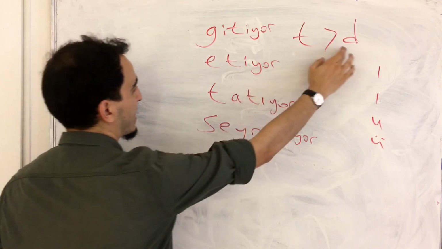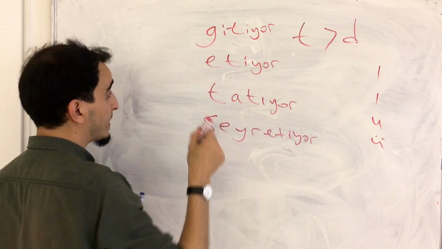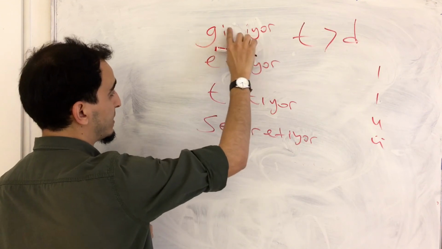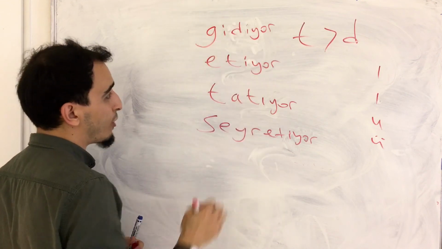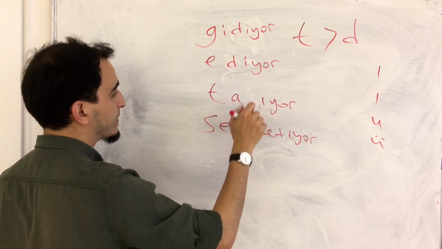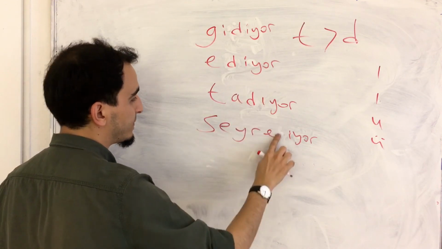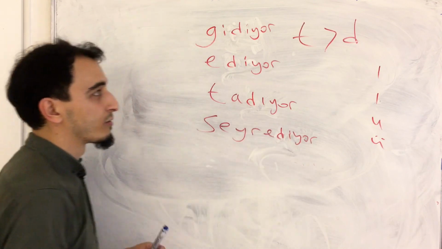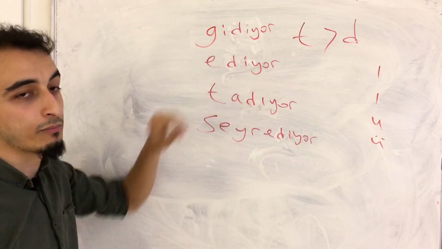So T becomes D, gets softer. Gidiyor, ediyor, tadıyor ve seyrediyor. Ben gidiyorum.